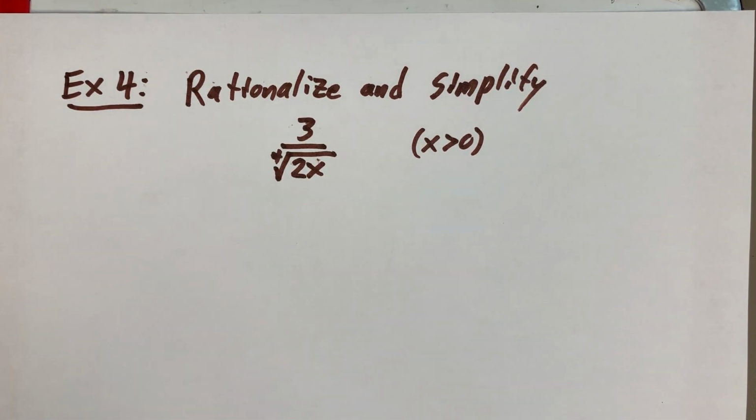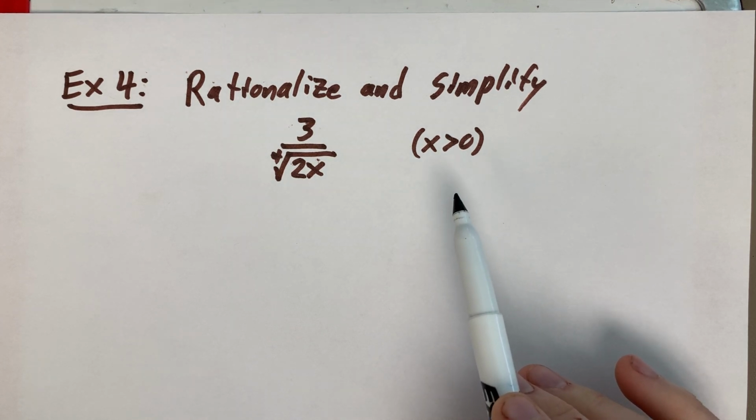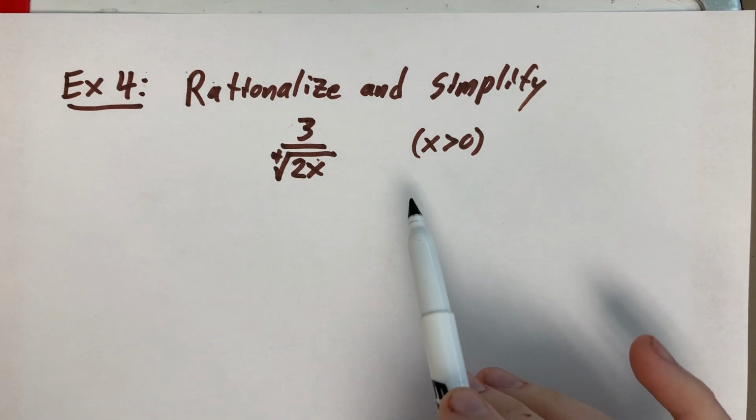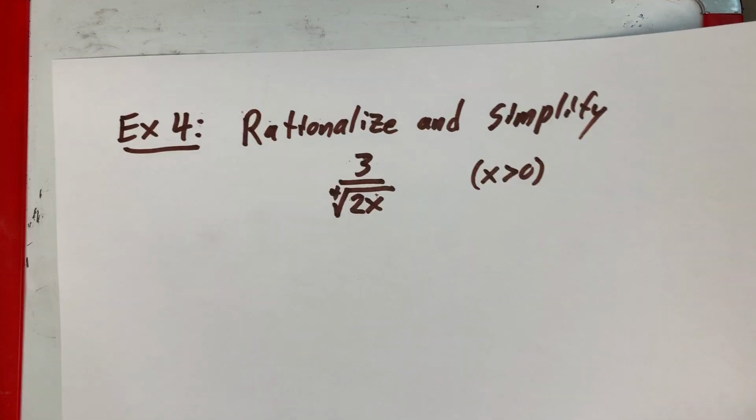All right, so in this example, we're going to be rationalizing and simplifying the following expression: 3 over the 4th root of 2x, where we're specifying that x is going to be positive. And that'll make sense in a few minutes because we're going to have to worry about potentially absolute values when we cancel out that 4th root. Okay, so how does this work out?